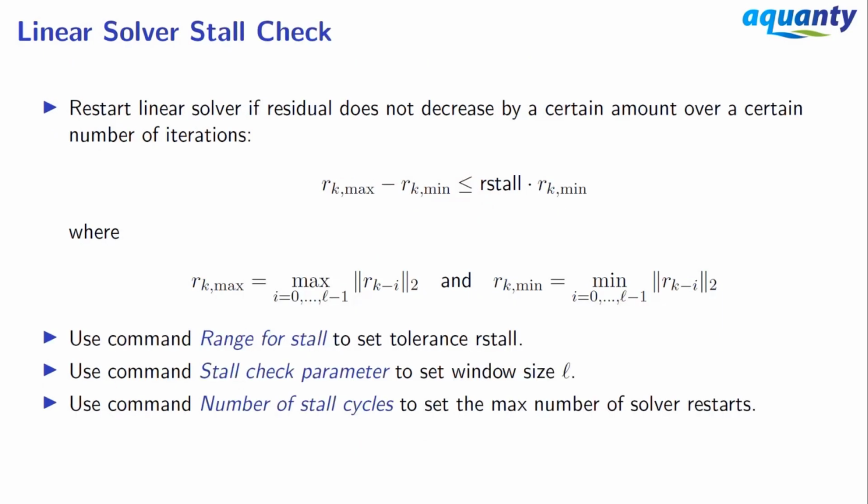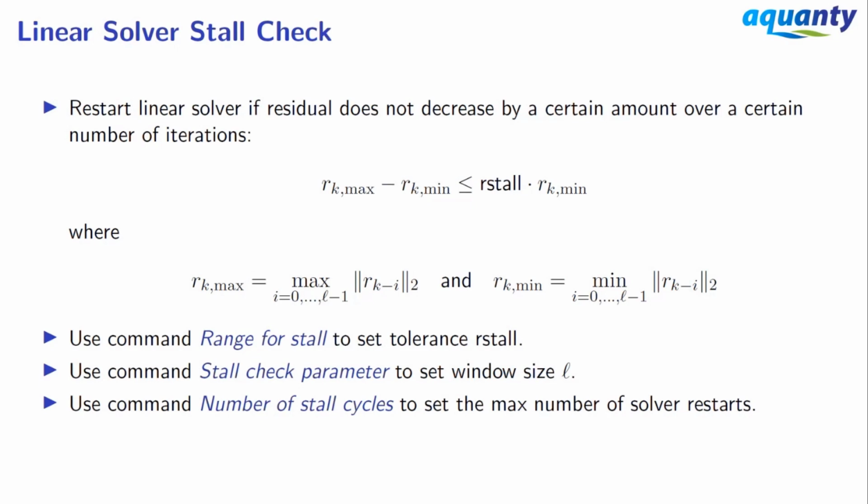One of the features of the linear solver is that it has a built-in stall check. So if the residual does not decrease by a certain amount over a certain number of iterations, then the linear solver will be restarted. And this is useful for some difficult to solve problems. If the linear solver fails, then the Newton iteration itself fails, and then it has to be restarted.